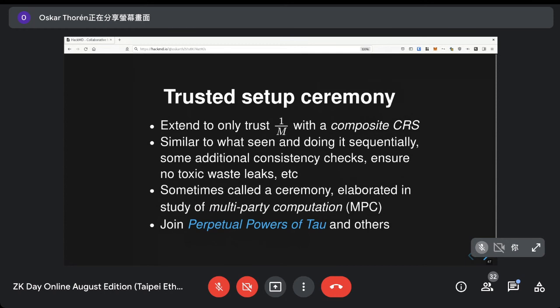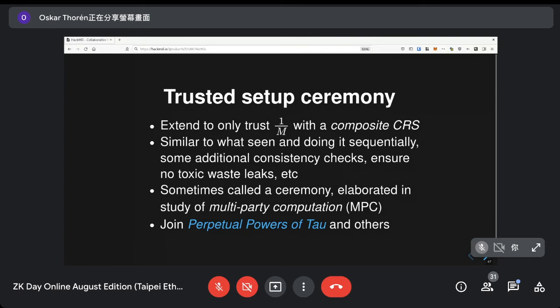So we can extend this to trusting one out of M parties with a composite common reference string. It's very similar to the earlier setup, but there are some things you have to be careful of. You have to be careful that you're doing it sequentially, where the output of one step is used as input to the next one, making sure that each step is used, as well as some additional checks to make sure no toxic waste is leaked.